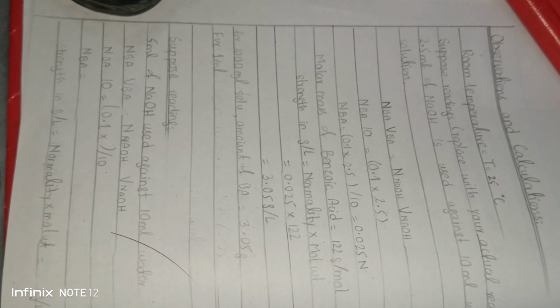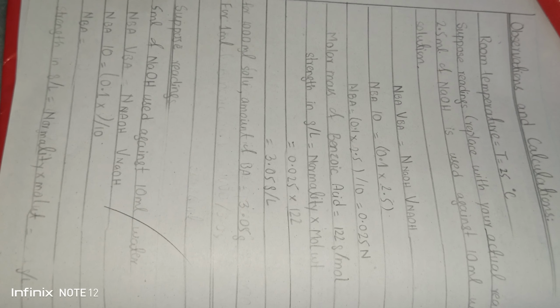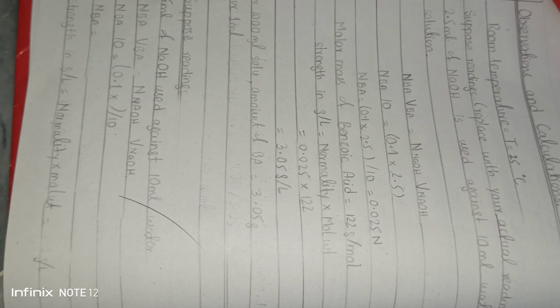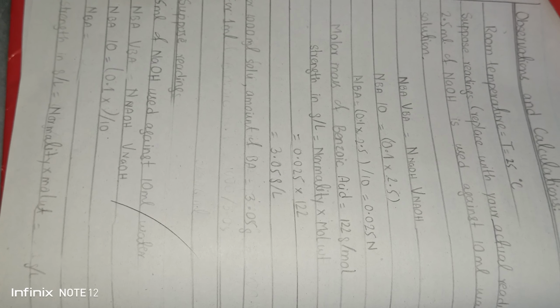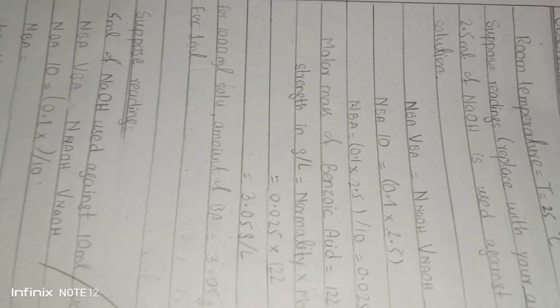So now we move on to the observation and calculation of the following experiment. First, you have to mention the temperature, that you are performing this experiment at room temperature. And suppose your reading, replaced by your actual reading, is that you use 2.5 ml of NaOH. It is used against the 10 ml water solution.